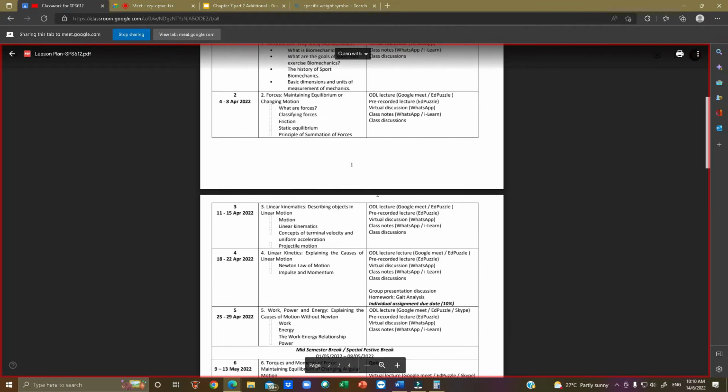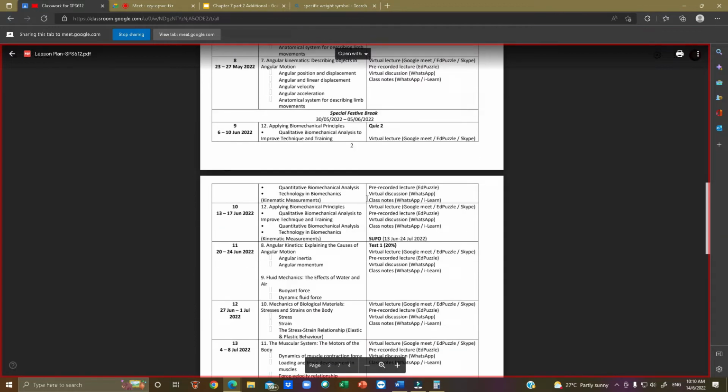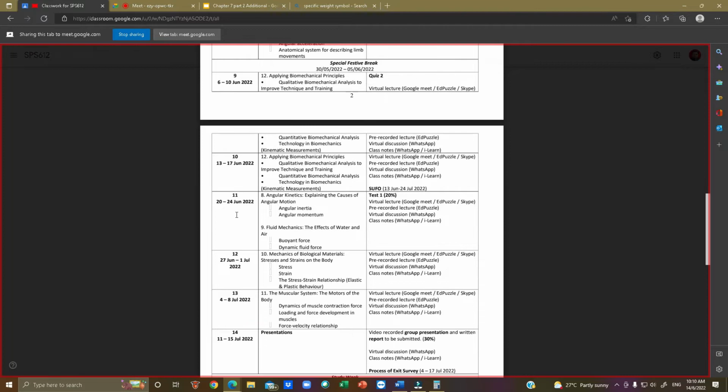Alright, this week is your week 10. Minggu ke-10. We already covered angular kinetics, and today we are going to cover fluid mechanics. Minggu ke-10 kita cepat seminggu lah. And minggu hadapan, minggu 11, is your 11th week where you are going to have your test 1.